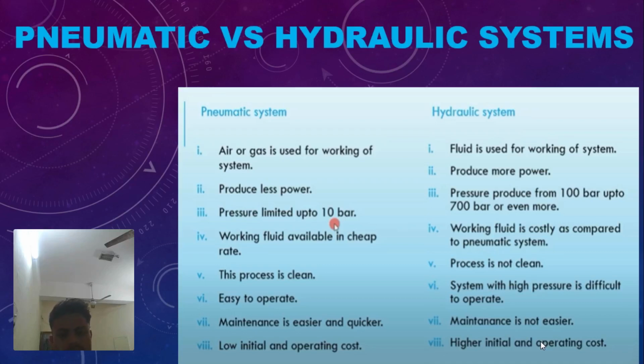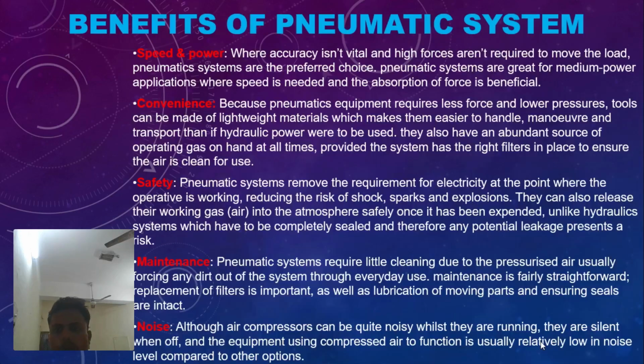It is easy to operate. A hydraulic system with high pressure is difficult to operate. Pneumatic maintenance is easier and quicker, but in the case of hydraulic, maintenance is not easier. A pneumatic system has a low initial and operating cost. A hydraulic system has a higher initial and operating cost. So from this we can conclude that overall the pneumatic system is good, but however they all have different weaknesses.